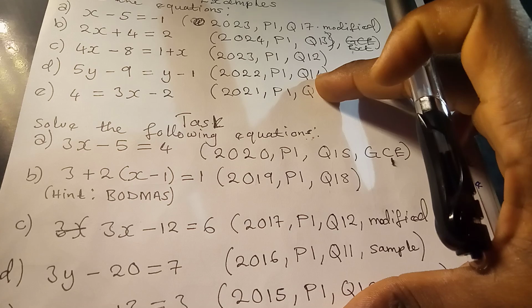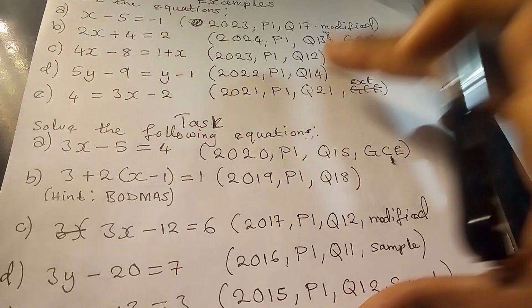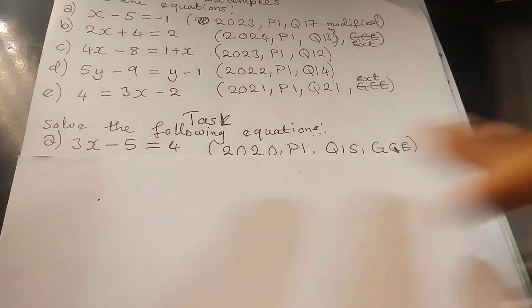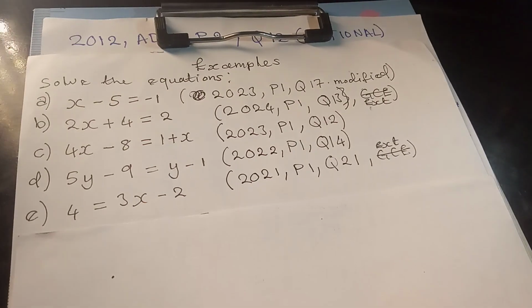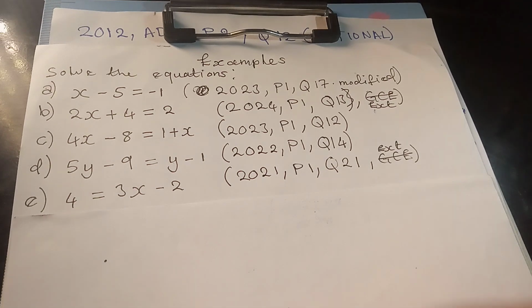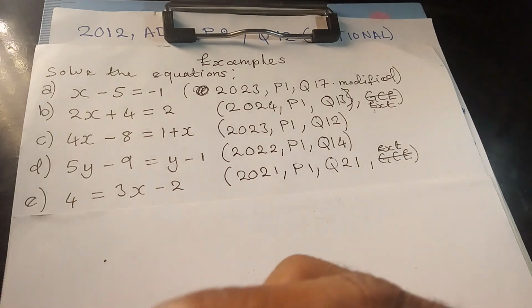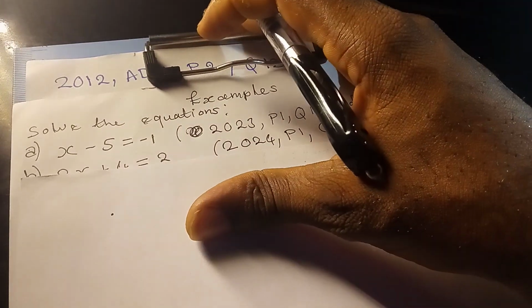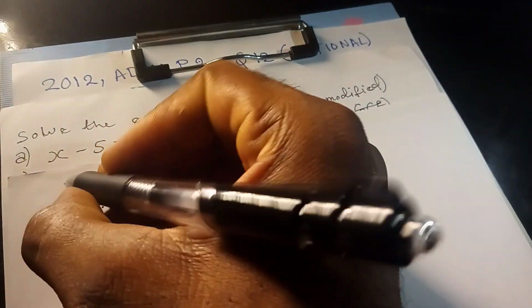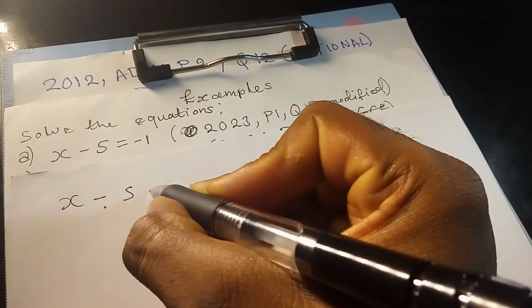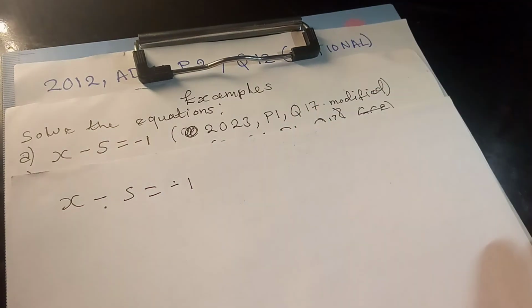So it's better to understand what to do now before you are asked to solve such a problem. So let's get started. Since we are all familiar with algebra, this should be easy. So for the first one, this is actually the easiest. You have x minus 5 is equal to negative 1.